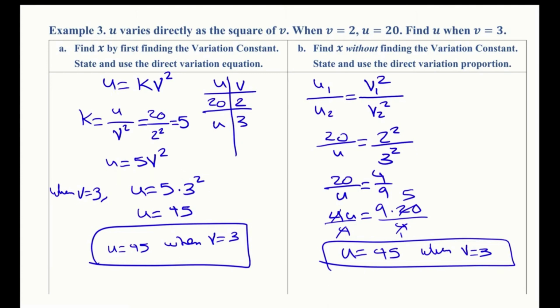As an example, if I say to you, also find v when u is, say, 10, right? So now you're going to just use that equation. So you're going to put 10 equals 5 v squared. So you get 2 equals v squared.